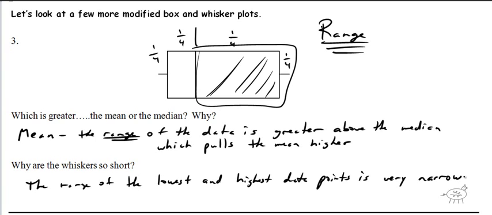You remember the whisker has to stop at a data point. If you're looking at, let's say, this left data point, it's got to stop at a data point. If this has no outliers, that means that is truly the lowest data point. Same with the upper data point, right? They're really, really close to the start of the box. So that's why those whiskers are short, because that range is actually very, very narrow.